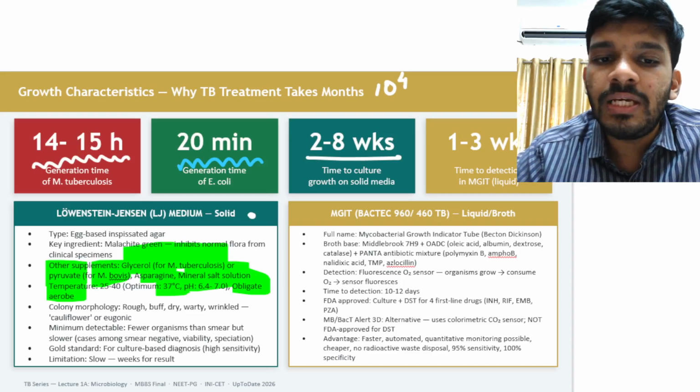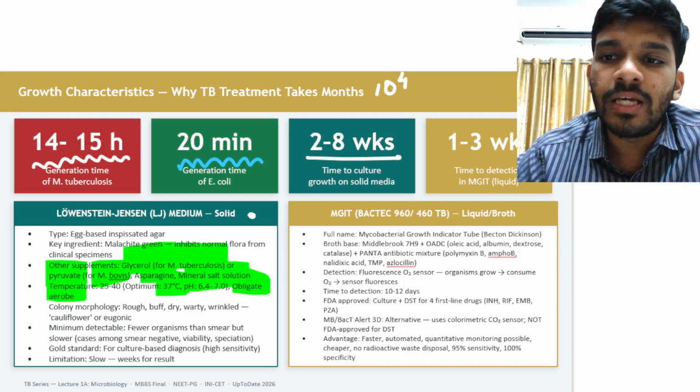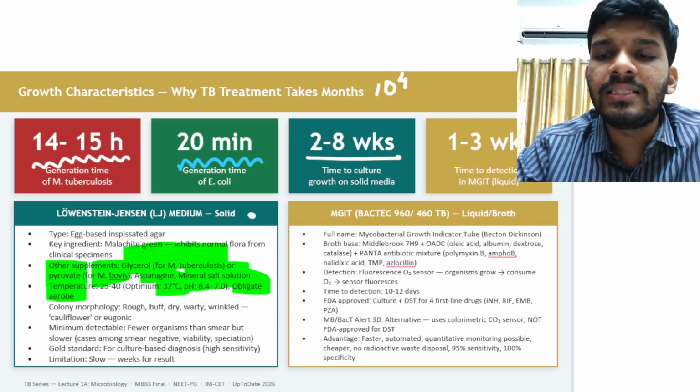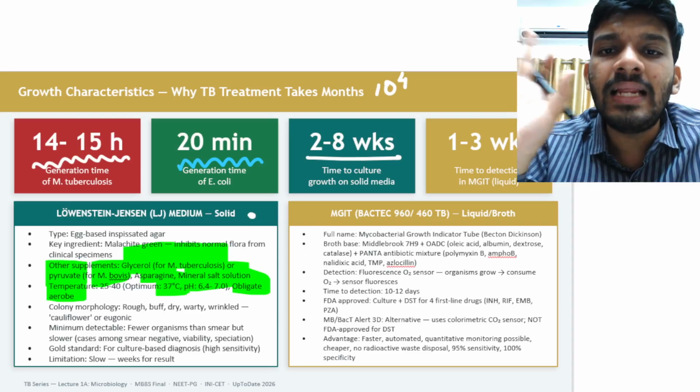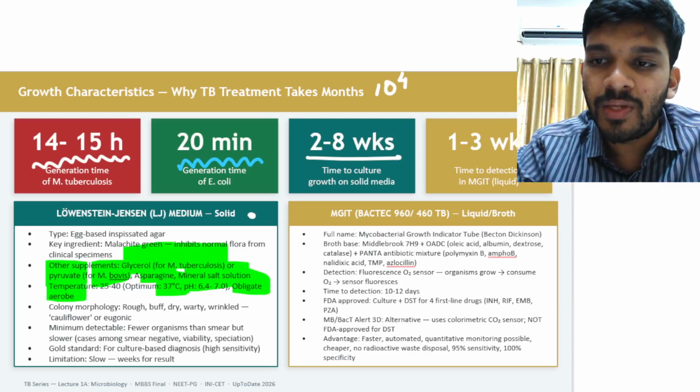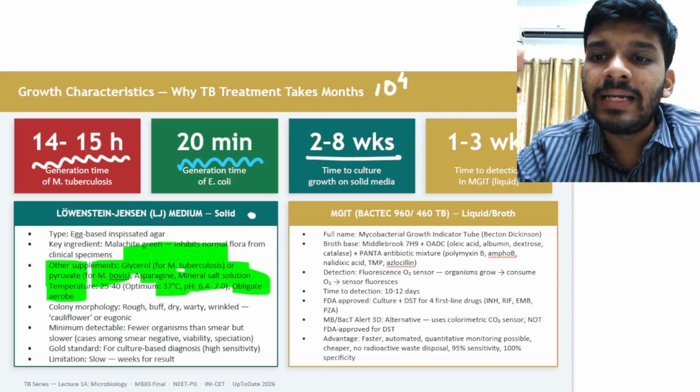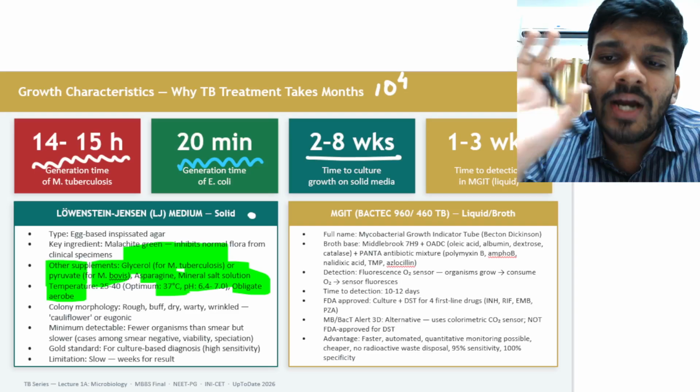That was the MGIT, Mycobacterial Growth Inhibition Tube. And there are certain names for it, the BACTEC 960 or the 460 TB. These are basically liquid or broth based cultures, right? The technical name for it is the Becton Dickinson tube. That and all is not required for you.